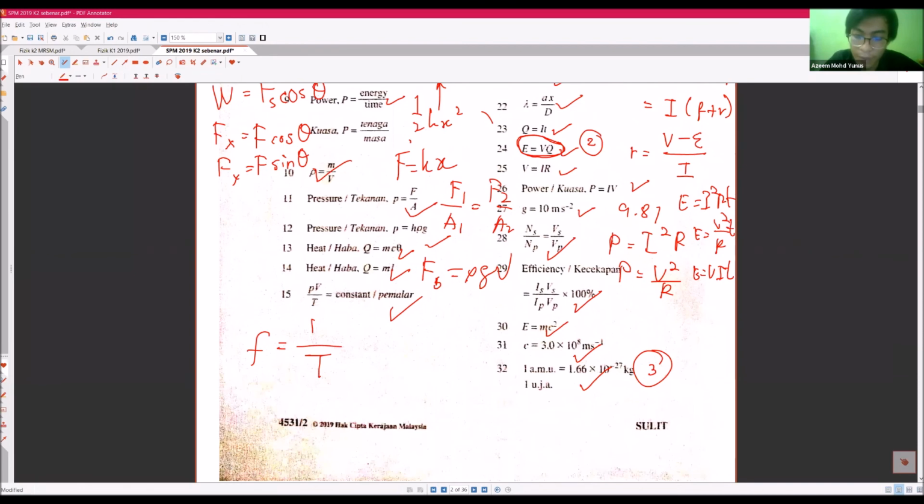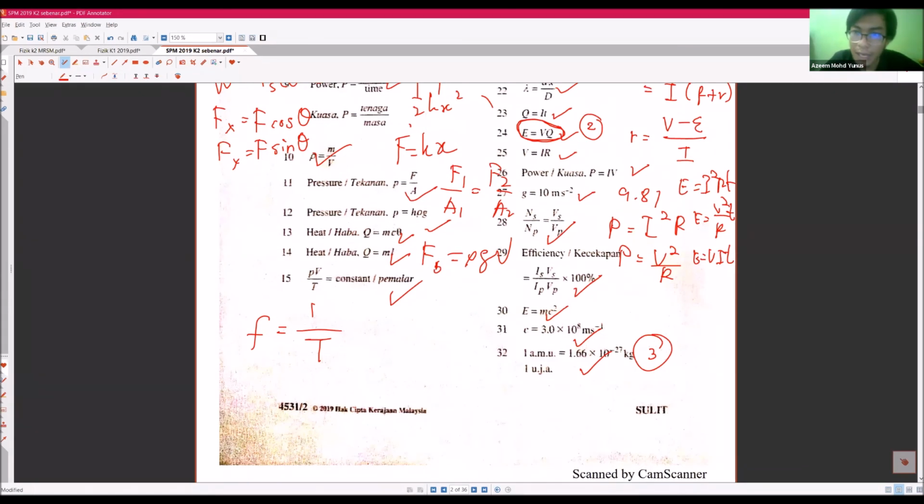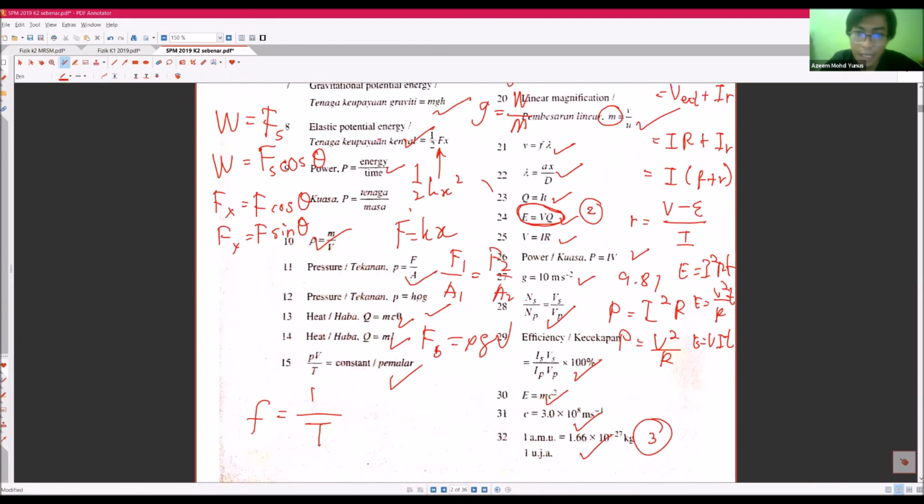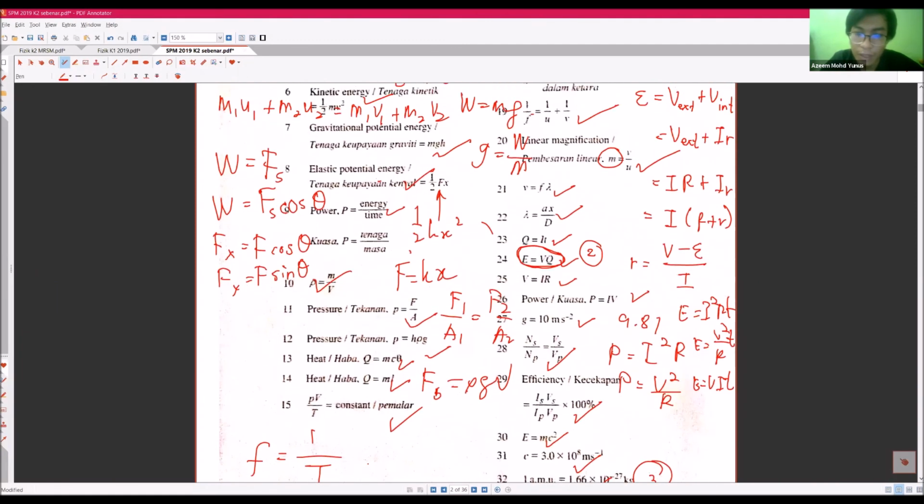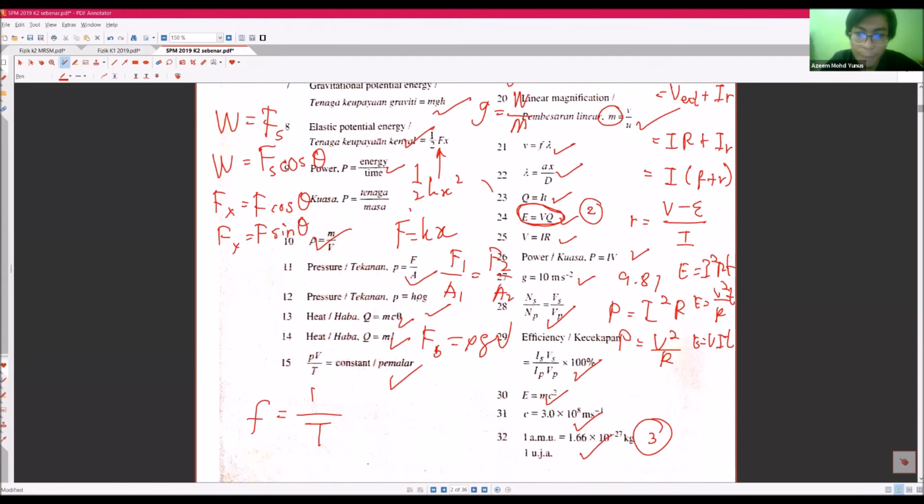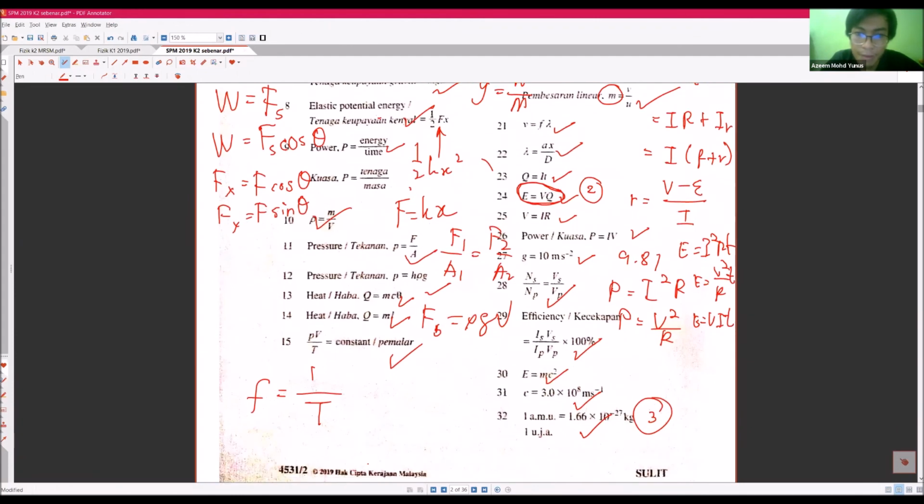For waves, reflection, diffraction, interference, electromagnetic wave, it's already given. Electricity, mostly given. Except for the EMF, power and energy, you need to memorize extra formulas. What else? Oh yeah, for electricity, we also have the formula here, right? Charge and the fundamental unit of charge. So probably you need to memorize that.